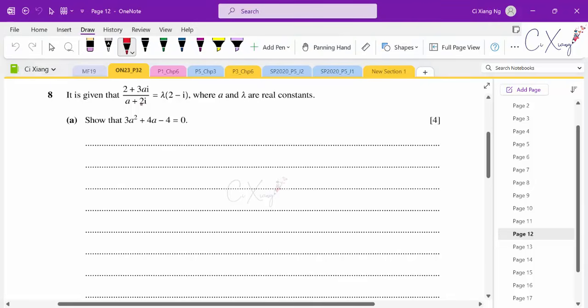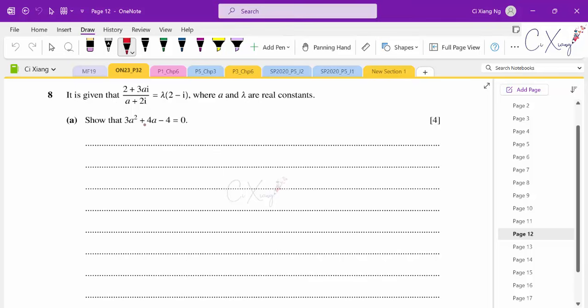So it is given that we have this fraction equal to lambda bracket 2 minus i. From here you can see something with the i, right? So basically you should know that this belongs to complex numbers. When you have x plus yi, or something with the i, it means it is a complex number. So a and lambda are real constants. They want you to show that a fulfills the equation 3a squared plus 4a minus 4 equals 0.